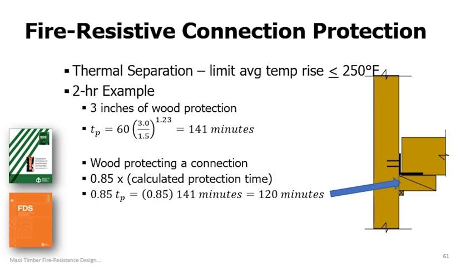However, if this 3-inch thick layer of wood is used to protect a connection, then it must also provide thermal separation to limit the average temperature rise at the interface between the protection and the connection to 250 degrees or less. As noted above, the thermal separation time provided by this wood protection can be determined by multiplying the protection time by 0.85, and that would calculate then a thermal separation time of 120 minutes. You can see that here.